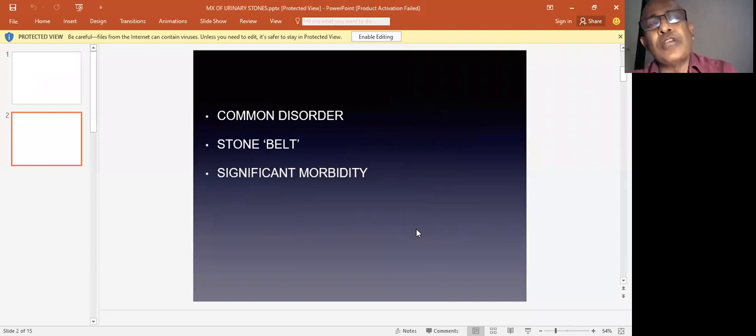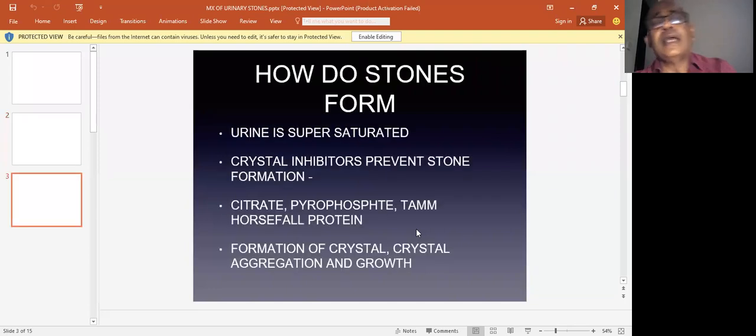You must know that it's a very common problem, and stones are usually found in the world in the tropical area, near the equator. It's what we call the stone belt: Sri Lanka, India, and it goes across Africa. We describe a stone belt because the incidence of stone disease is very common in this area. I don't need to elaborate too much on the morbidity. The most important thing is pain, and the preservation of renal function by treating it properly.